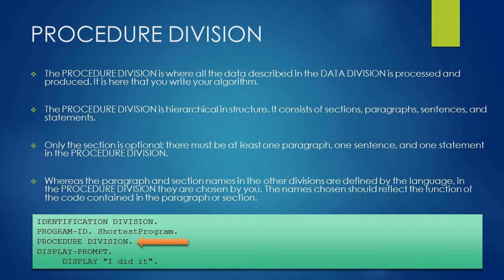In the procedure division, we have defined a paragraph name display-prompt. This paragraph name display-prompt is a user name defined by the programmer. The next statement is the display statement, which is used to display the output, and the value it will display in the output is "I did it". This is the shortest program example.